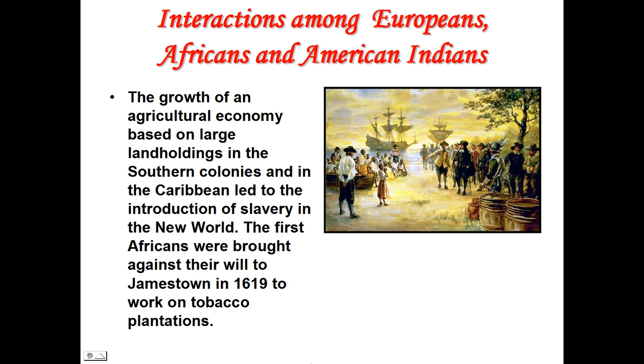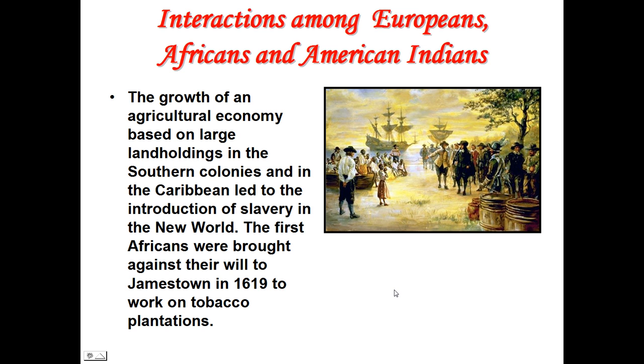The growth of an agricultural economy based on large land holdings in the southern colonies and in the Caribbean led to the introduction of slavery in the New World. The first Africans were brought against their will to Jamestown in 1619 to work on tobacco plantations. So when we talk about North America, the first slaves are brought to Jamestown kind of by accident in 1619, and this is an artist's rendition of what happened.